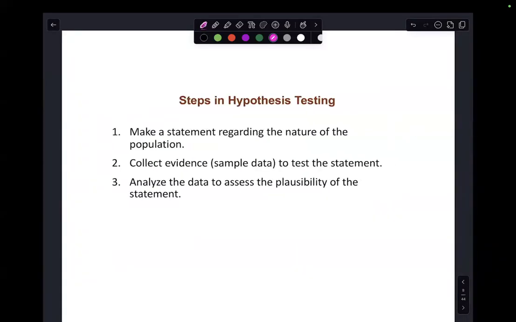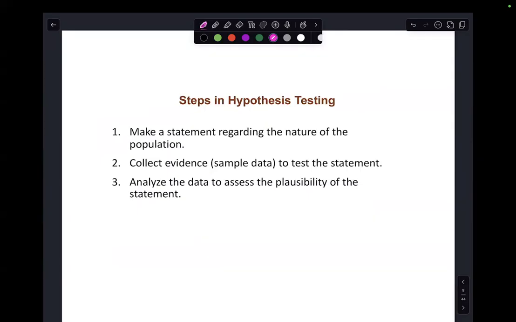All right. So here's our steps. The first thing we do is make a statement regarding the nature of the population. We're going to say that I believe cats sleep more than 18 hours a day. So you make a statement. Before you have collected any data, you will make your statement. After you make your statement, then you collect the evidence that you need, the sample data, to test that statement.